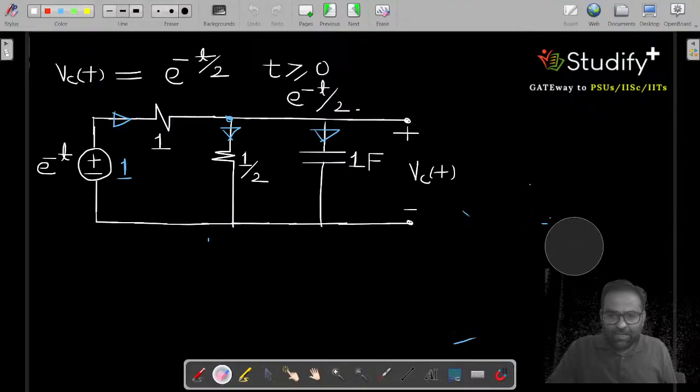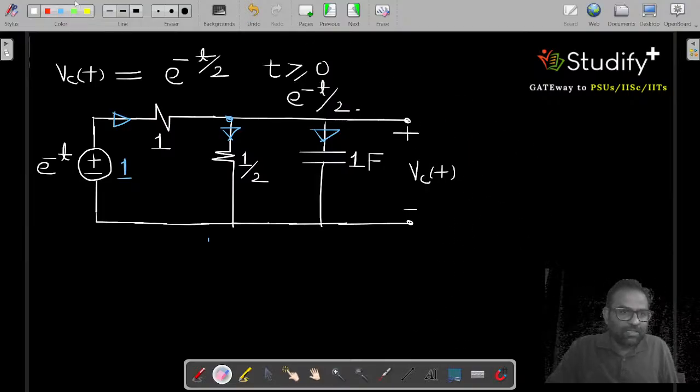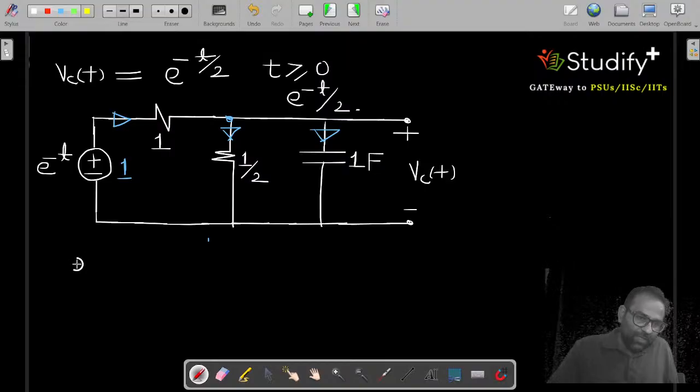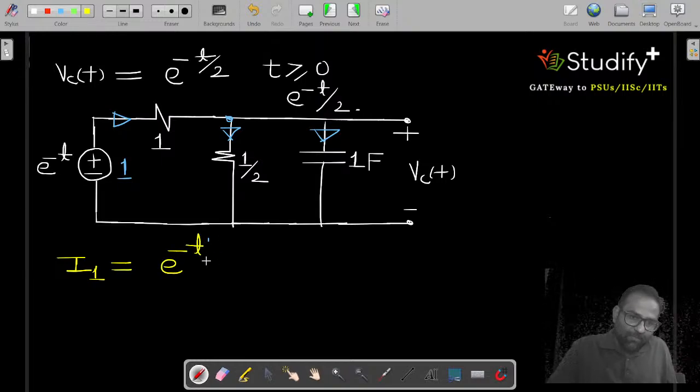Let me rewrite the solution. What I can say, if it is e to the power minus t by 2, what is the current coming from here? The current coming from the 1 ohm resistance is e to the power minus t minus e to the power minus t by 2. Again I am doing it wrong. Minus t by 2 divided by 1.